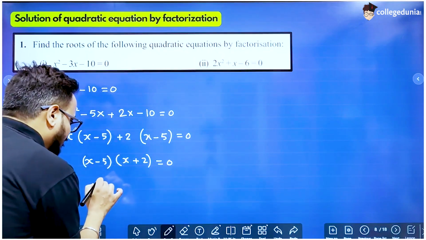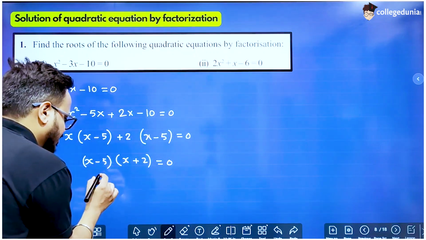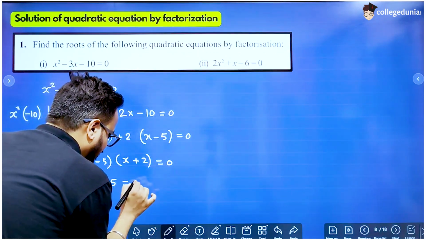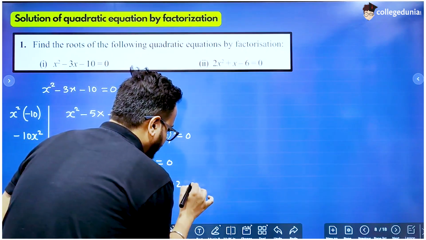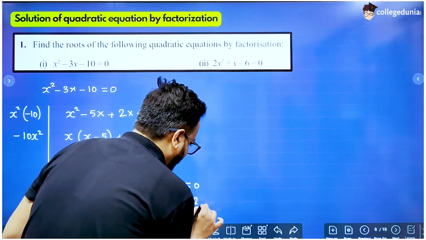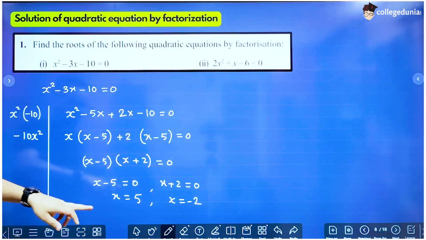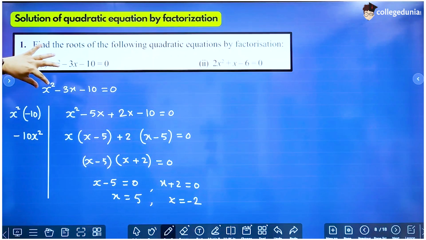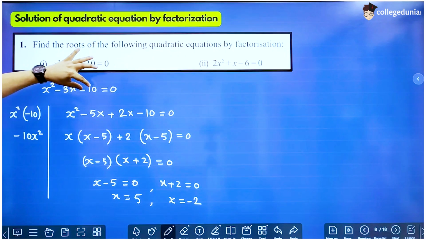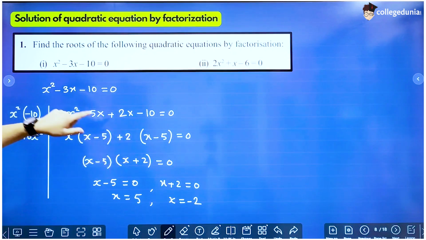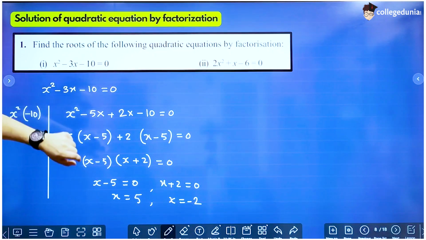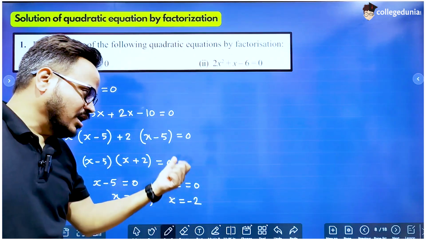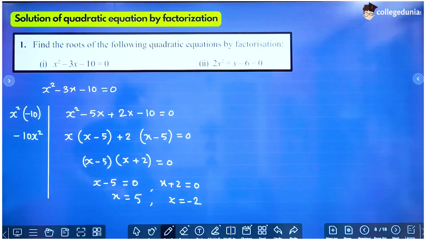Now if the product of these two is 0, then obviously individually either this is 0, so the value of x is 5, or x plus 2 is 0, which will give you the value of x as minus 2. Now if you put this value 5 here, square of 5 is 25, minus 15, that is 10, and 10 minus 10 is 0. And if you put minus 2 here, square of minus 2 is 4, and this is plus 6, so 4 plus 6 is 10, minus 10, that is also 0. So these two are the roots or solutions to this quadratic equation.